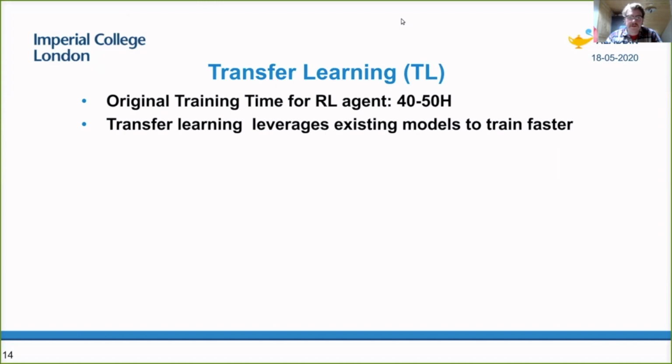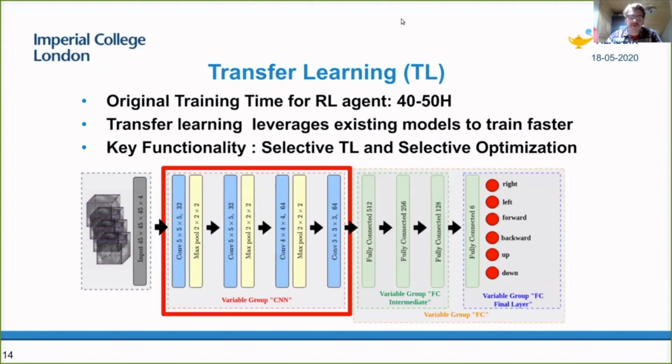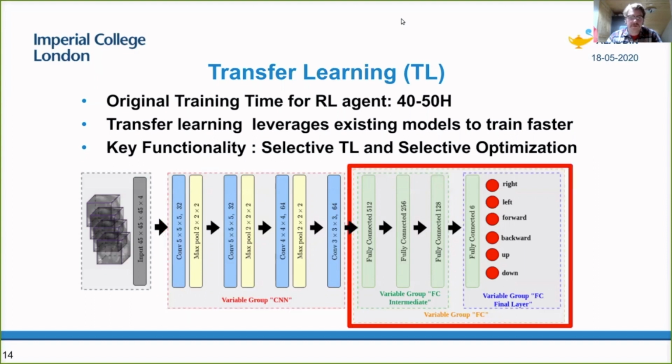With transfer learning, we provide functionality that allows leveraging knowledge from existing models to train faster. The key functionality that we provide for transfer learning is to allow the user to select groups of variables from existing models, and also to select the groups of variables that should be optimized during training. As shown in this diagram, by default, the deep Q network is split into 2 main variable groups, one for the convolutional part of the network and one for the fully connected part of the network. Advanced users can easily define custom variable groups.